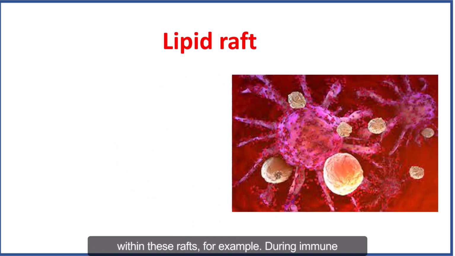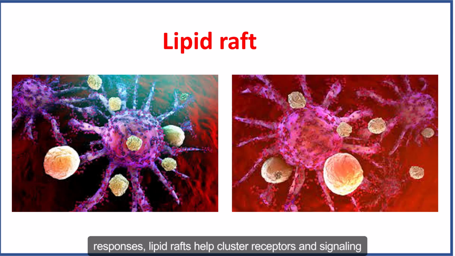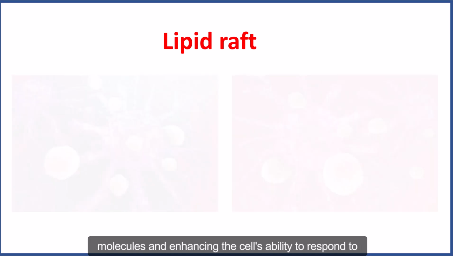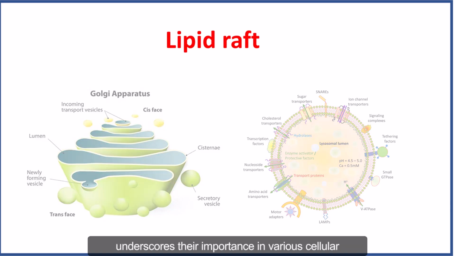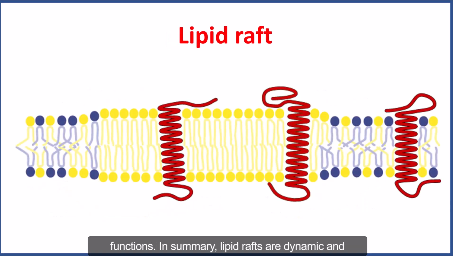For example, during immune responses, lipid rafts help cluster receptors and signaling molecules, enhancing the cell's ability to respond to external signals. They also play a role in the entry and exit of certain pathogens, making them key players in host-pathogen interactions. Interestingly, lipid rafts are not only found in the plasma membrane, but also in other cellular membranes, such as those of the Golgi apparatus and lysosomes. This widespread presence underscores their importance in various cellular functions.